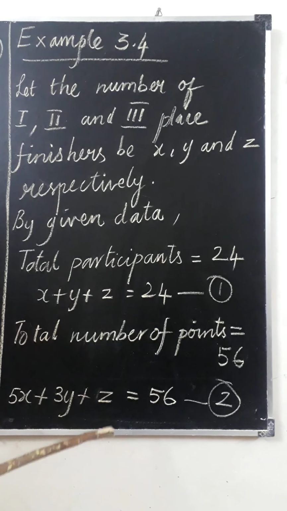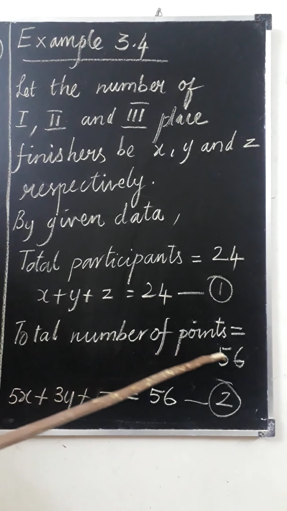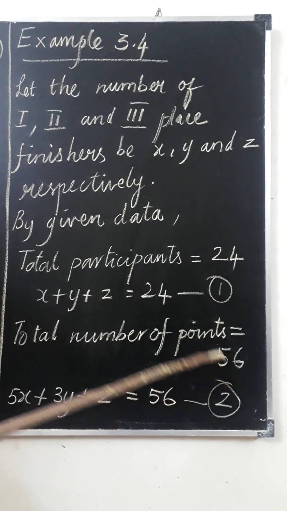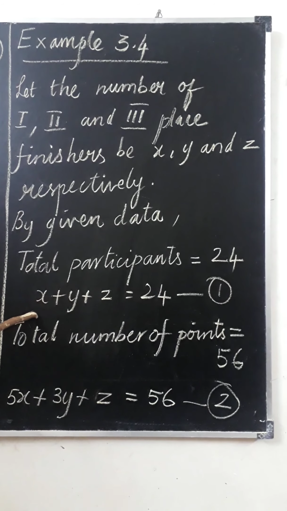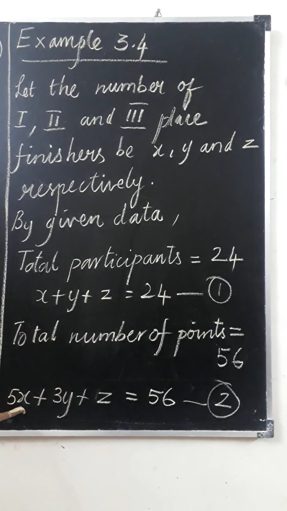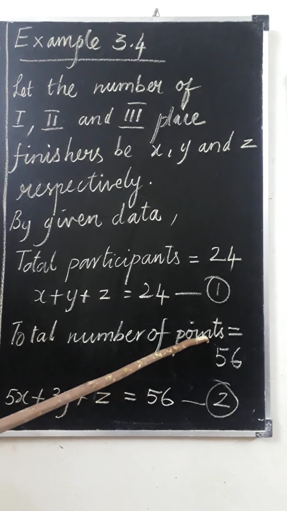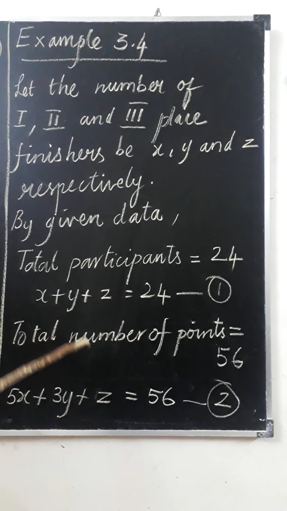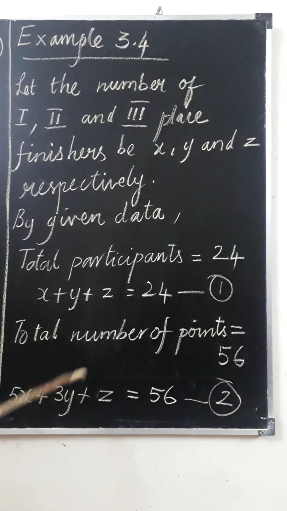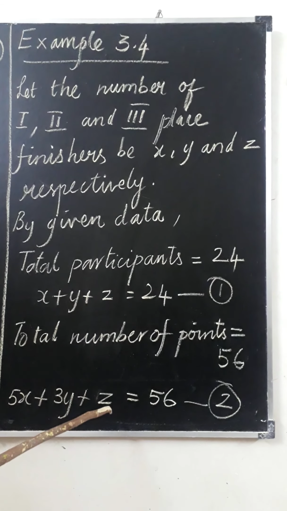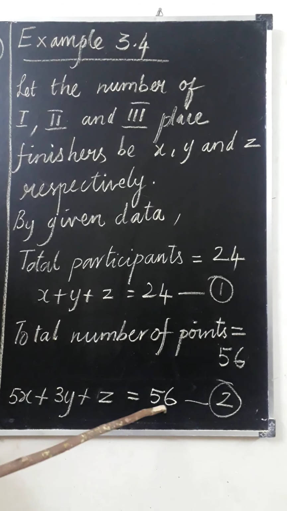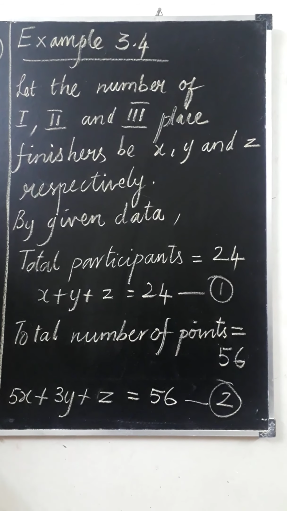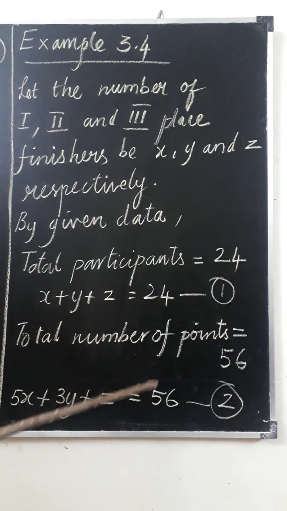It's the first equation. Then total number of points got is equal to 56. First place finishes is x. For first place 5 points are given. So multiply x by 5, 5x. Because it is the total number of points. And second place finishes is y, multiply that by 3. And third place finishes is z, multiply that by 1. So 5x plus 3y plus z is equal to 56 is the second equation. Now we have framed 2 equations.